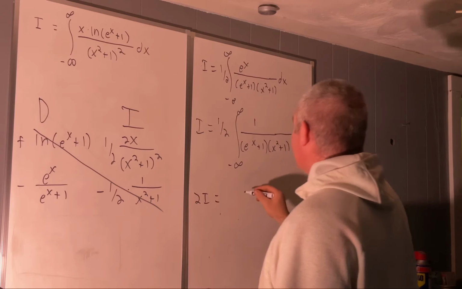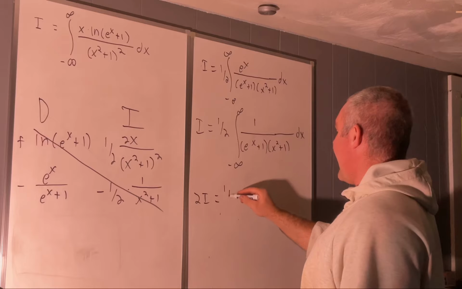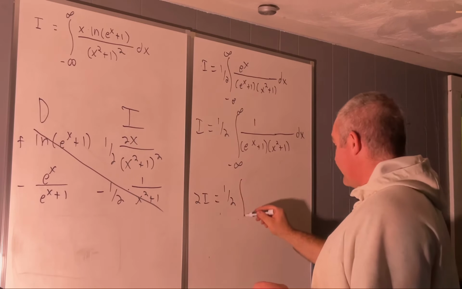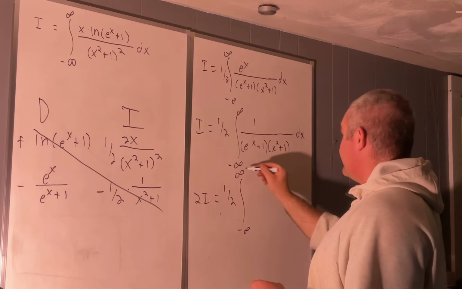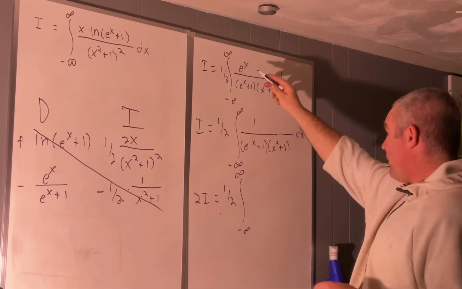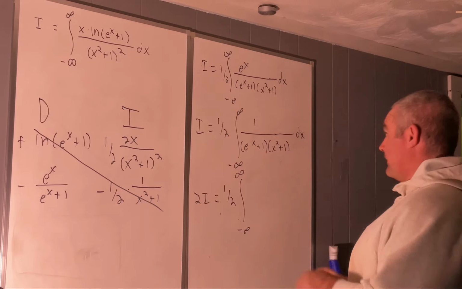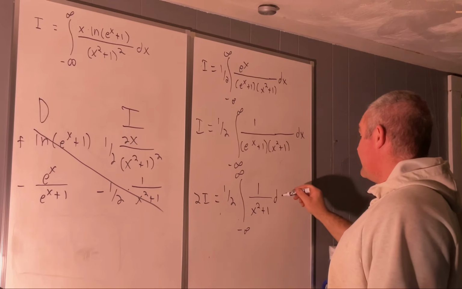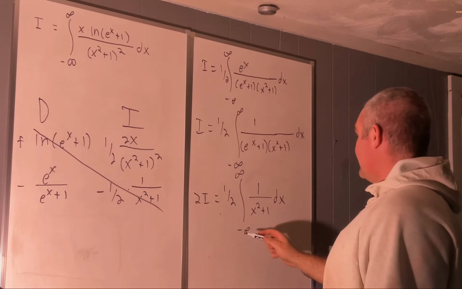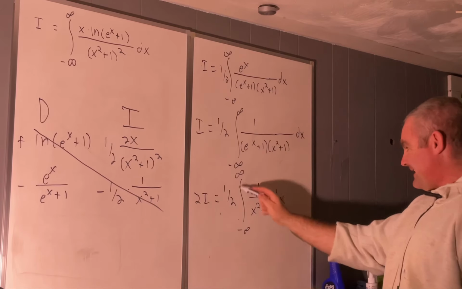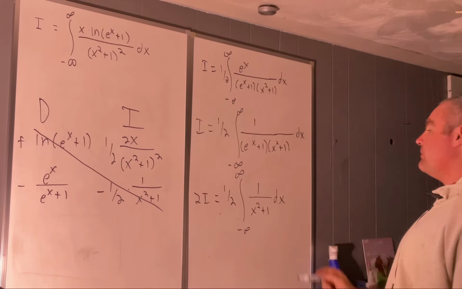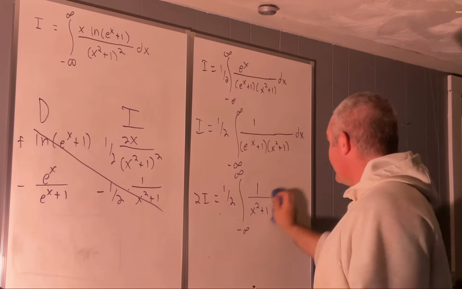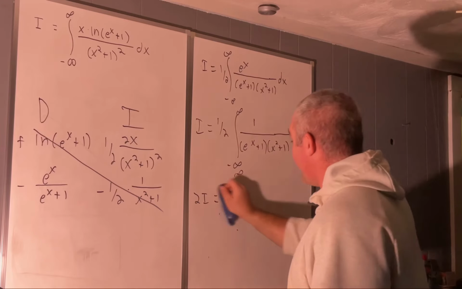In other words, 2I is going to be equal to 1/2, this plus this. So that's 1/2 the integral from negative infinity to infinity of e to the x plus 1 over e to the x plus 1. Those will cancel out. So we'll just be left with 1 over x squared plus 1 dx. And we know that the integral right here is going to evaluate to pi. So we will end up with 2I is equal to pi over 2, or I is equal to pi over 4.